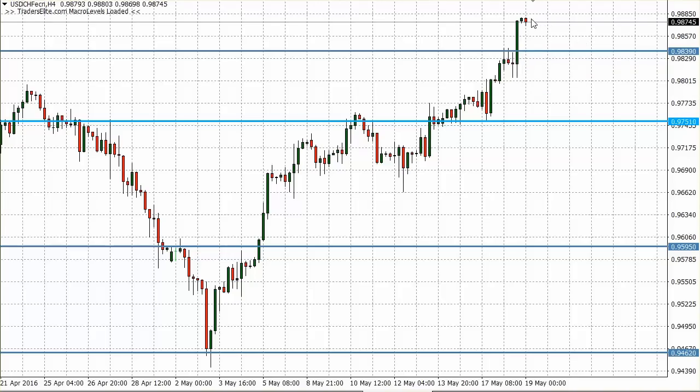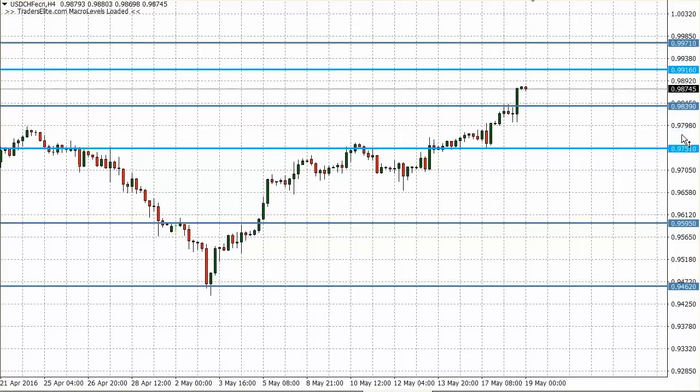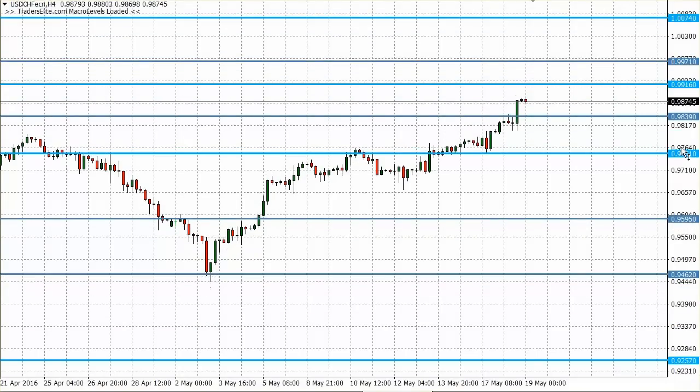So at this stage, dollar Swiss, it's staying right above. We could see a retracement back down. If it stays above the 98.39 level, then we could very well see an ongoing surge up to 99.16 and beyond to 99.71, possibly even higher.